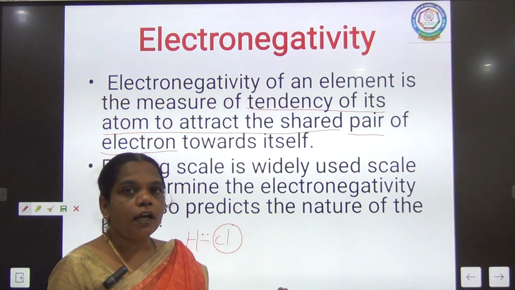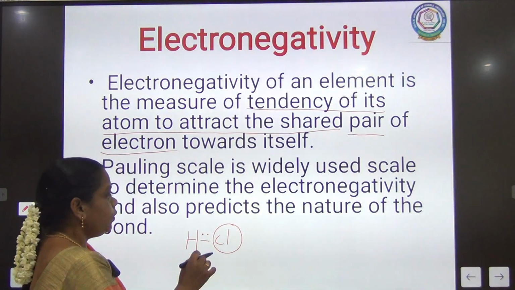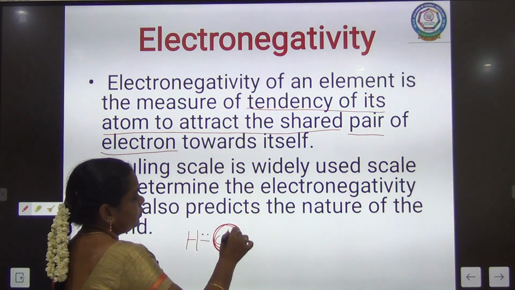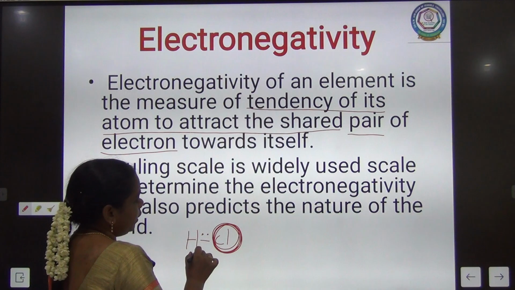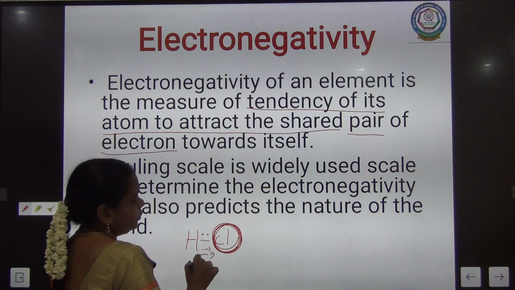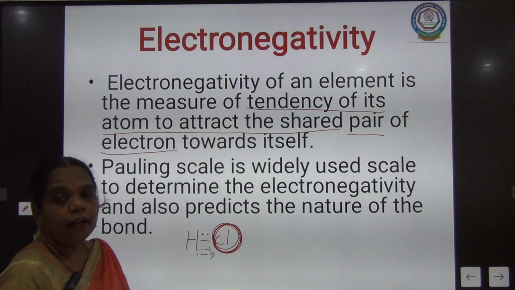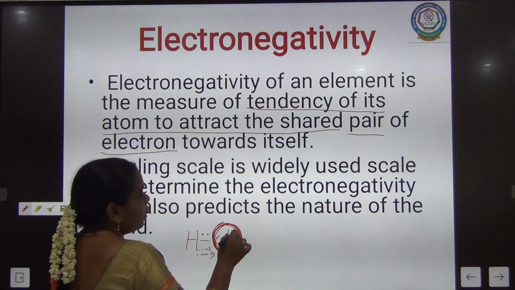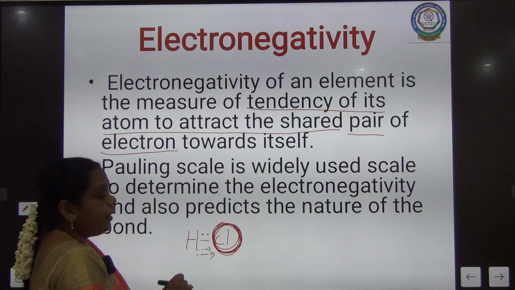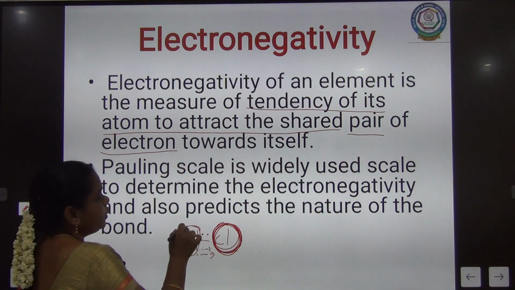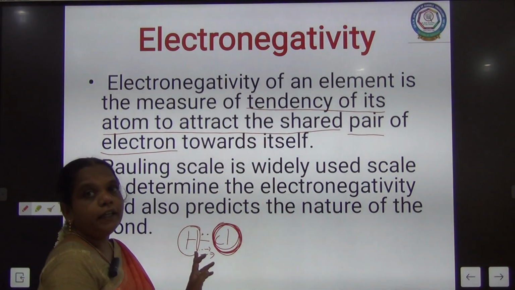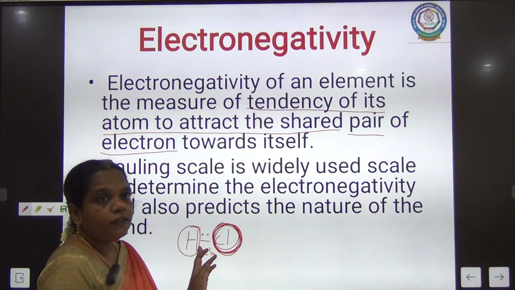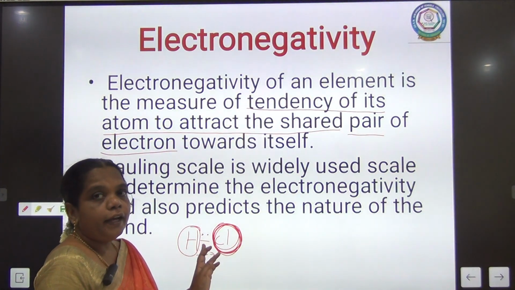So there is no full charge, but due to its electronegative nature, the chlorine attracts the electron of hydrogen. The electron cloud shifts towards the chlorine atom, and an electron deficient site is created around the hydrogen atom.